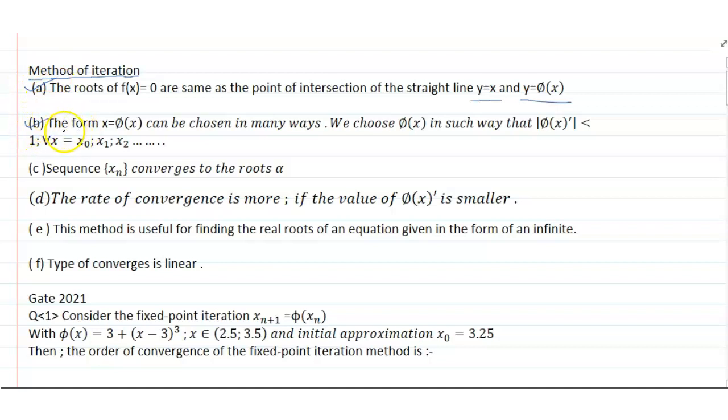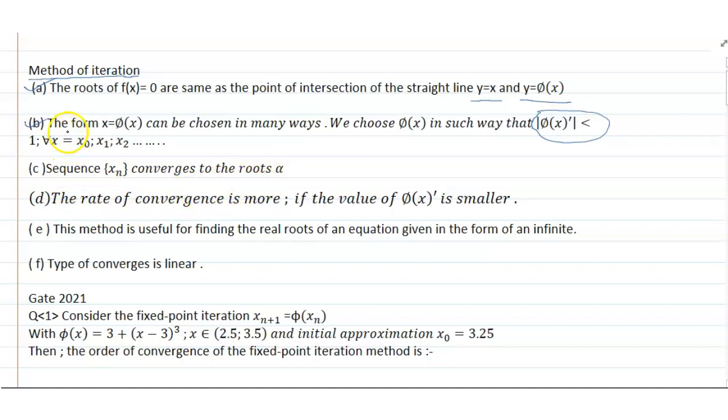Second property: the form x = φ(x) can be chosen in many ways. We choose φ(x) in such a way that |φ'(x)| < 1. So friends, this is very important: the condition is that |φ'(x)| < 1. Then the iteration process is applicable, and the sequence xn converges to the root alpha.